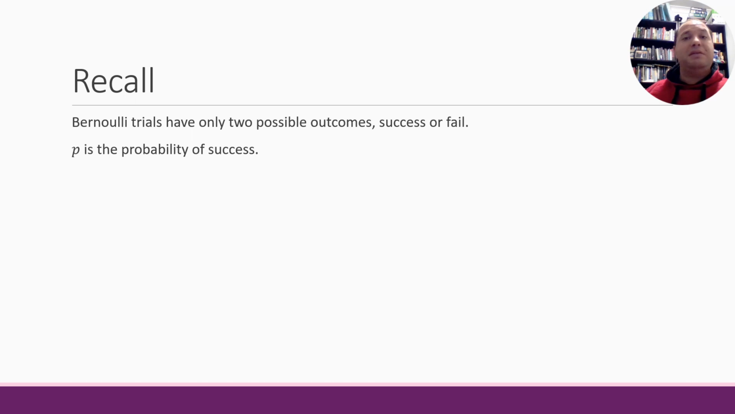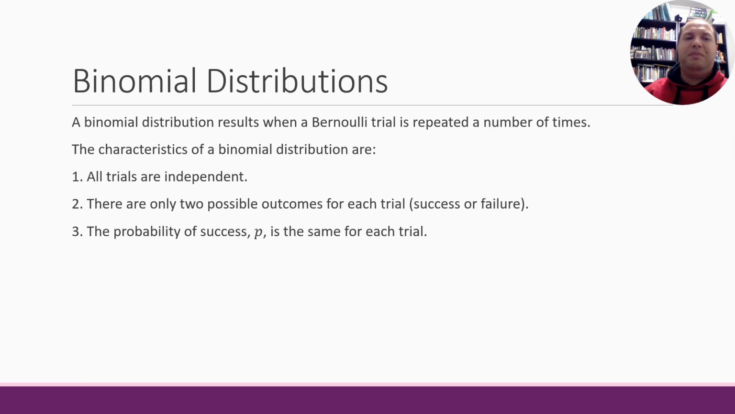Remember back to our lesson on Bernoulli trials. It's only one event with two possible outcomes, success or fail, where P is the probability of success. Now, a binomial distribution results when a Bernoulli trial is repeated multiple times. So you have some event that only has two outcomes repeated multiple times. The key thing to note is that for a binomial distribution, all trials need to be independent. That means one event can't affect the probability or the outcome of the next event.